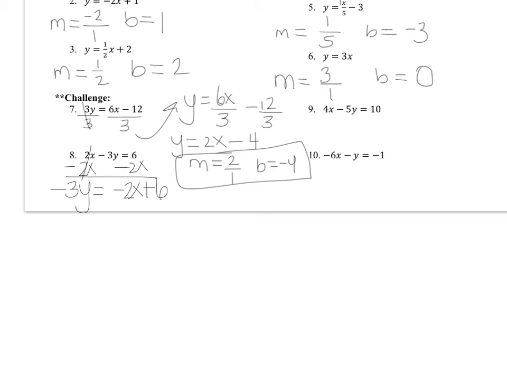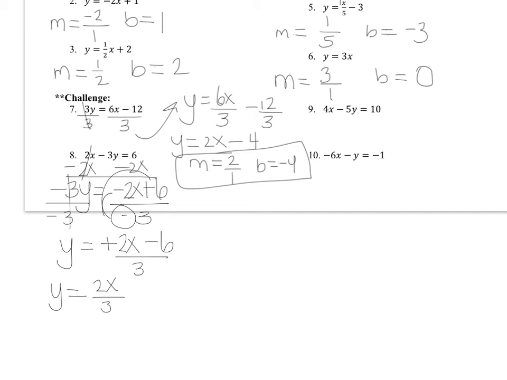Remember, the variables always come first. Also remember, I can't add 2x and 6 because 6 does not have a variable. Okay? Is y by itself? Nope. I now got to divide by -3. So y equals, that negative has to go on the top. So -2x minus 6, oh, oops, that's a positive 2x minus 6 equals over 3. So now I got to split up my fraction.